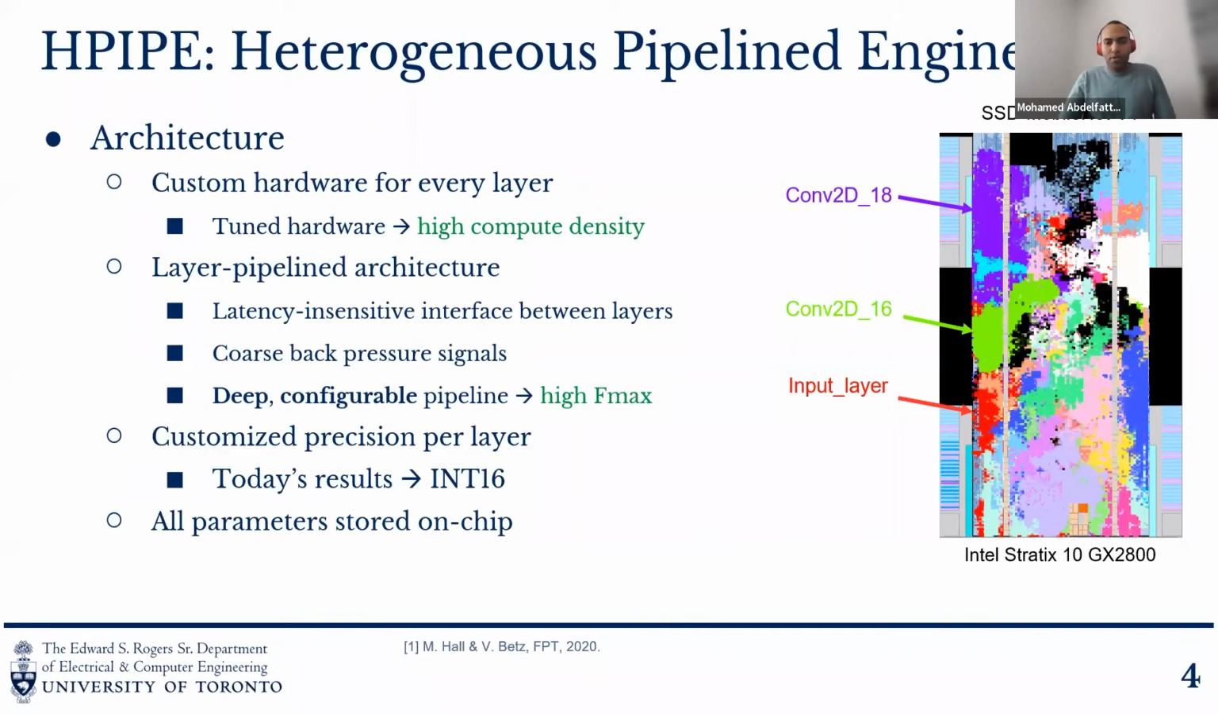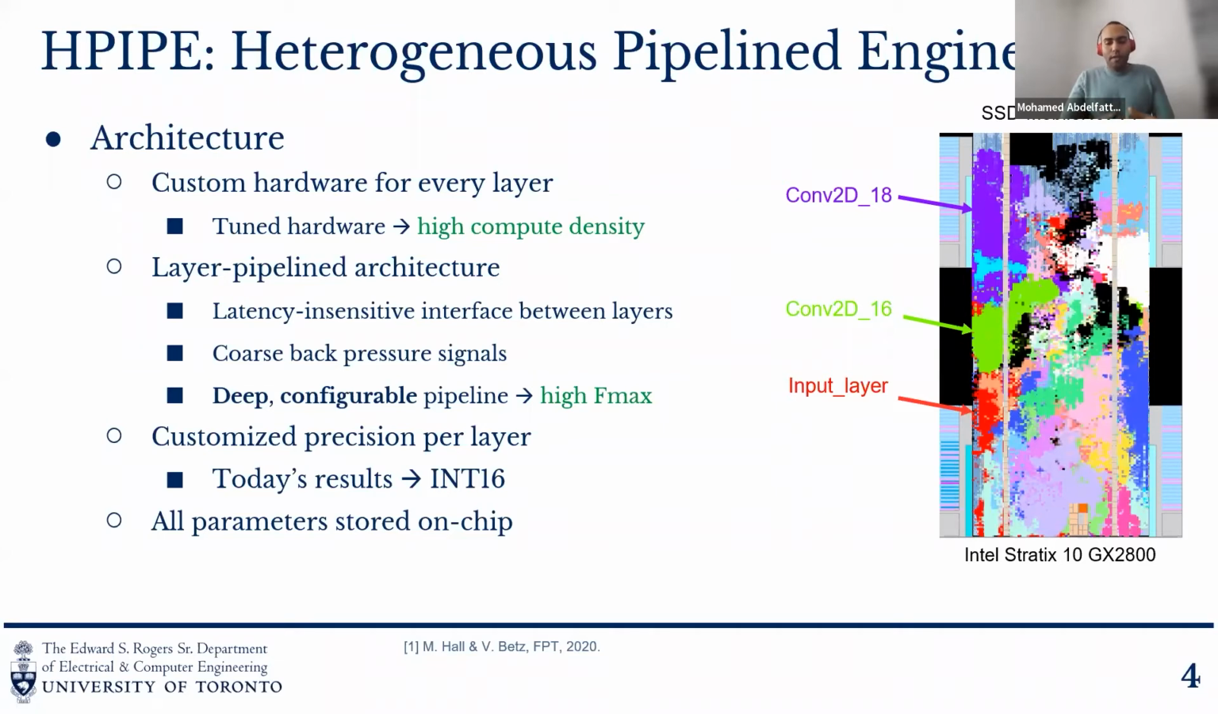Hpipe is a data flow architecture that builds a customized hardware unit for every layer in the CNN. And this tuning of the layers makes Hpipe much more efficient than generic accelerators, and leads to high compute density. Hpipe pipelines across those layers, which means that all the layers at some point will be processing concurrently on different parts of the image. And this represents another dimension of parallelism, and this leads to enhanced performance.